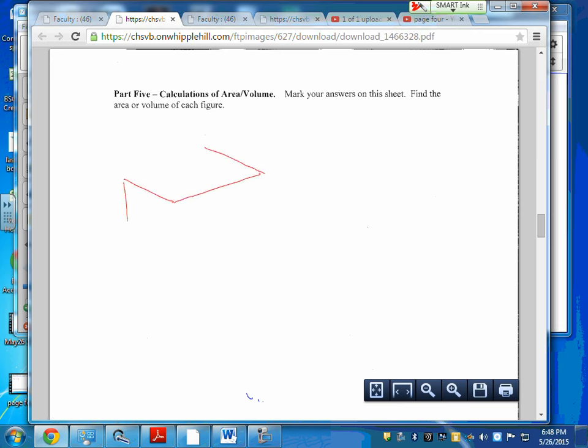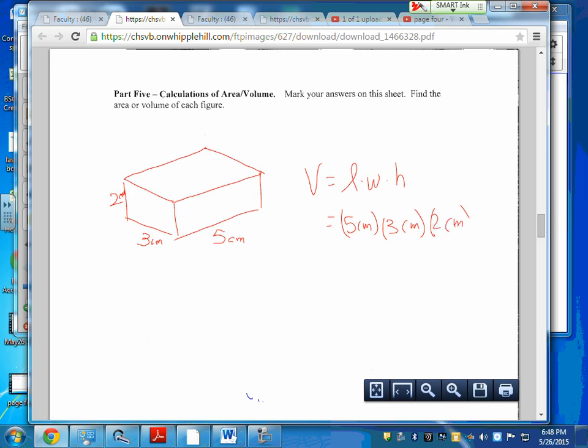Think of a box. Given this diagram, if I told you it's a rectangular prism, and this was 3, and this was 2, and this was 5, and all of these were in centimeters, you would have to be able to find the volume of a rectangular prism: length times width times height. So 5 centimeters times 3 centimeters times 2 centimeters. 5 by 3 is 15, by 2 is 30, and centimeters times centimeters times centimeters is centimeters cubed. That would be the volume.